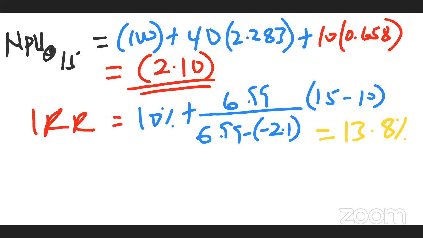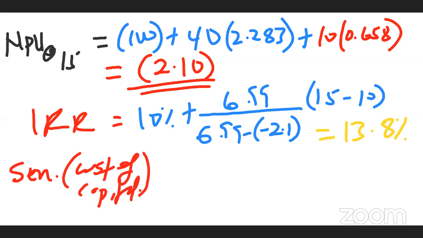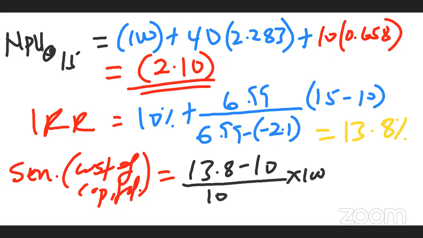So now we have the IRR. How do we calculate the sensitivity of the project to the cost of capital? Simple. The sensitivity to the cost of capital will be our IRR, which is 13.8, minus the cost of capital, divided by the cost of capital, times 100. And that gives us, let's see, more or less like 13.8 over 10 by 100.